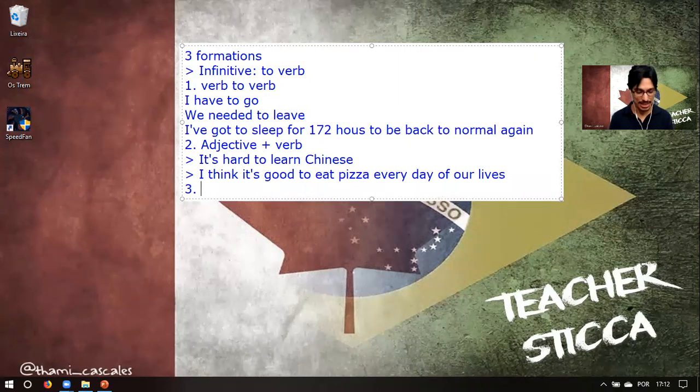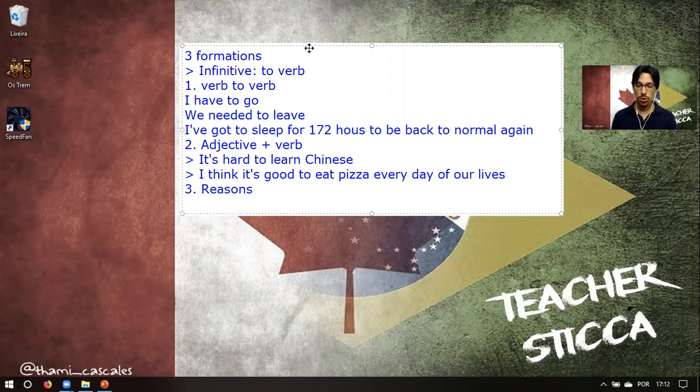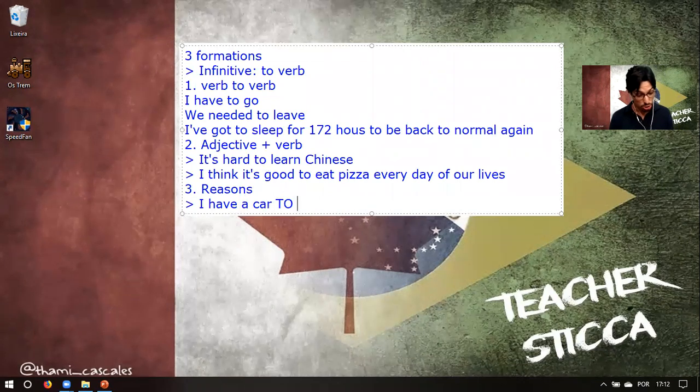And the third and last case is when we talk about reasons. In fact, there is a fourth case, and I'm going to tell you about this, but these three are the most important of all of them. Now, when do we use this for reasons? For example, I can ask you, hey dude, why do you have a car? I have a car to get to work faster. So you're giving a reason here.